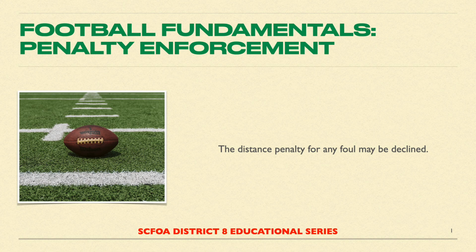Fouls generally carry with them distance penalties, meaning yardage of either 5, 10, or 15 yards is marked off from the basic spot. There may be other aspects of a penalty, such as a loss of down provision, but the yardage penalty is the most visible part of most penalty enforcement.